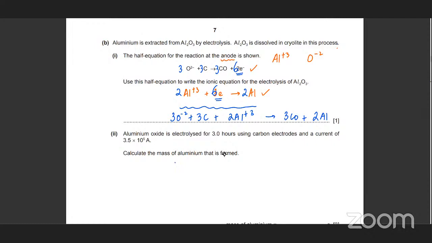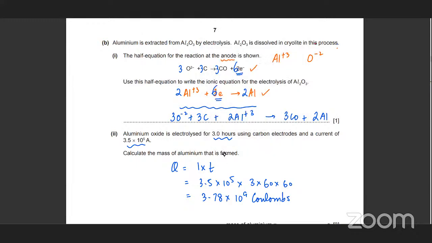So you've got Q is equal to IT. You do that first. Find the total charge that's passing for 3 hours at this current. So it's going to be 3.5 times 10 to the power 5, and that would be multiplied by 3 hours. 3 hours is 60 minutes, and every minute has 60 seconds. Mariam, can you do the math? Sir, I'm getting 3.78 into 10 power 9. That's 10 power 9 coulombs. So you've gotten the total charge that's passing through the circuit.